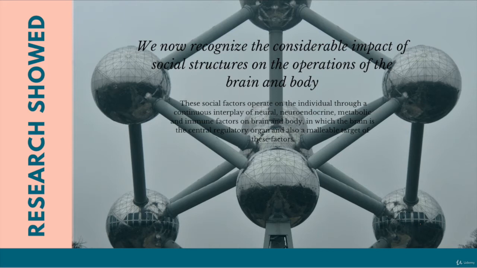And these social factors operate on the individual through a continuous interplay of neuroendocrine, metabolic, and immune factors on brain and body, in which the brain is the central regulatory organ and also a malleable target of these factors.